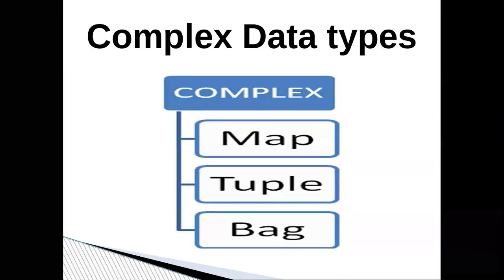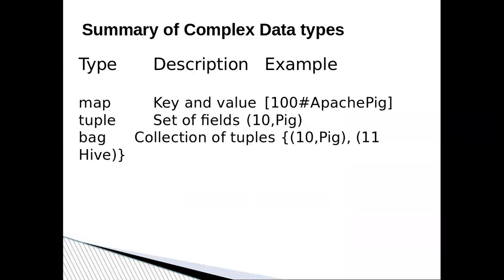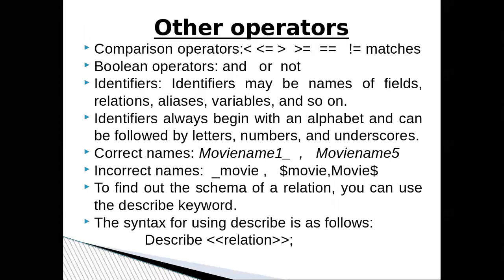So complex data types are map, tuple, and bag, where map is a key value pair sort of thing. A tuple is similar to your RDBMS tuple, that is a row, right? And a bag is a collection of tuples. See, the tuple is represented in parentheses, bag in curly braces, and map in square brackets. How to use them, we'll see in our subsequent lectures while we are doing a large number of operators in Pig, right? Then there are other operators also.